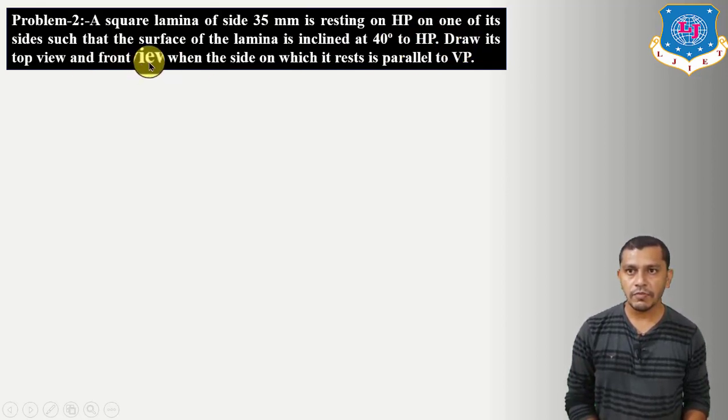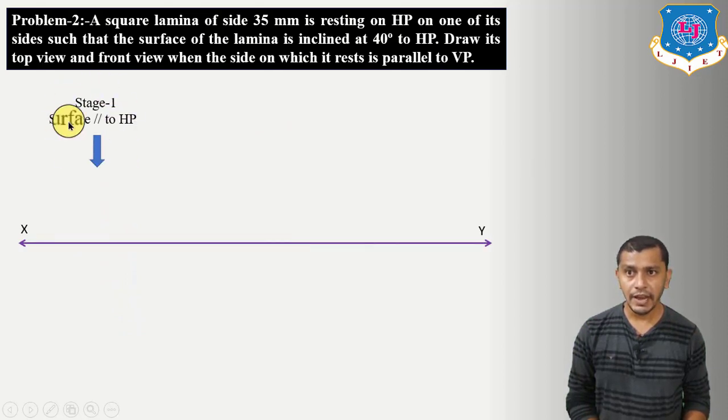Draw its top view and front view when the side on which it rests is parallel to VP. So here we will solve this problem in 3 stages because the conditions with HP and VP both are given. Now the surface is inclined to the horizontal plane. So if you want to draw the first stage, we have to assume the surface of the square lamina parallel to the horizontal plane.